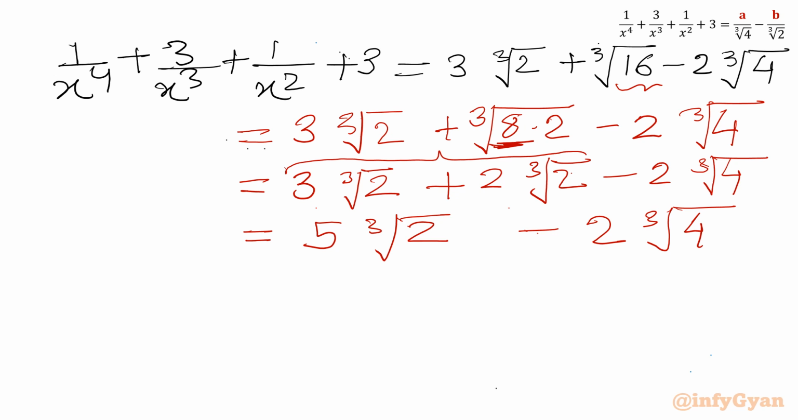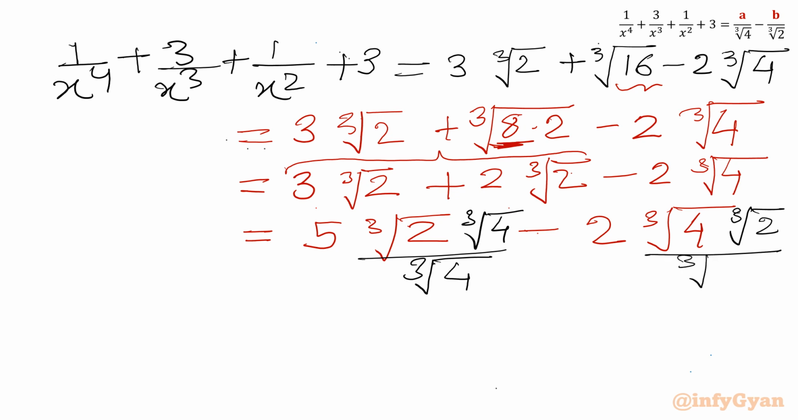Now I can multiply here with cube root of 4 divided by cube root of 4. Here also cube root of 2 over cube root of 2. Now you can see cube root of 2 times cube root of 4 is cube root of 8. We can write the value 2. Similarly, here also I will write cube root of 4 times cube root of 2, which is cube root of 8. So the value will be 2.